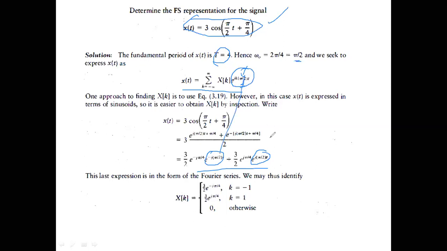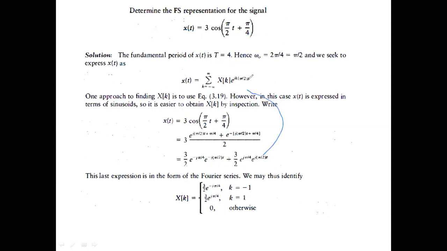So okay, pi by 2 and pi by 2, t is t. Then what is k? In this particular case, what's the value of k? 1. Okay, so this particular term with k equal to 1, then what is this remaining term? This term is your x of k, x of 1. So your x at 1 is equal to 3 by 2 e to the power j pi by 4.